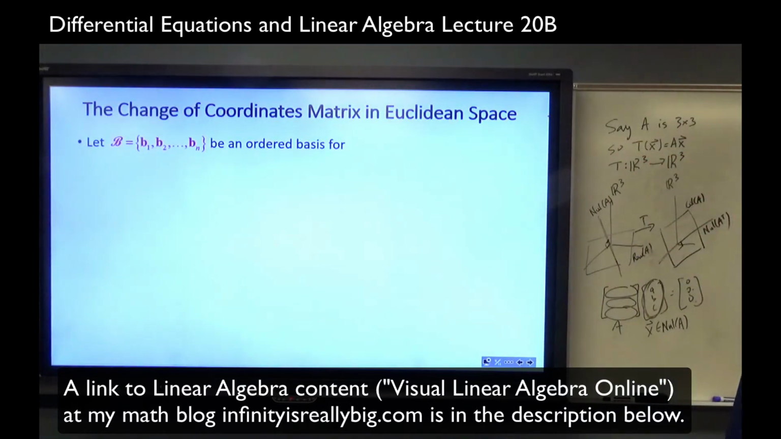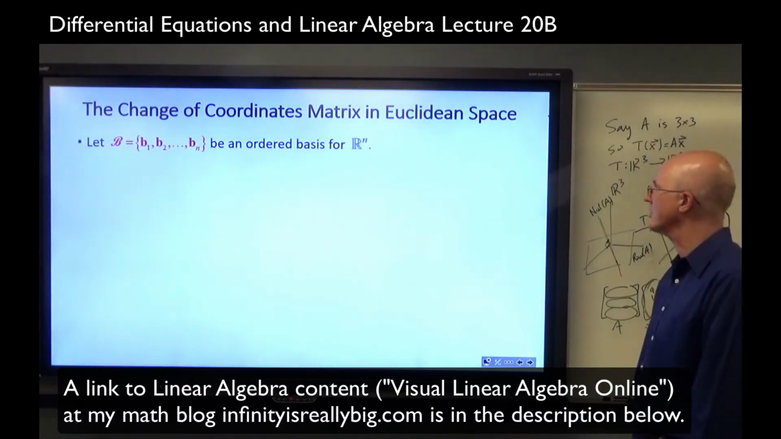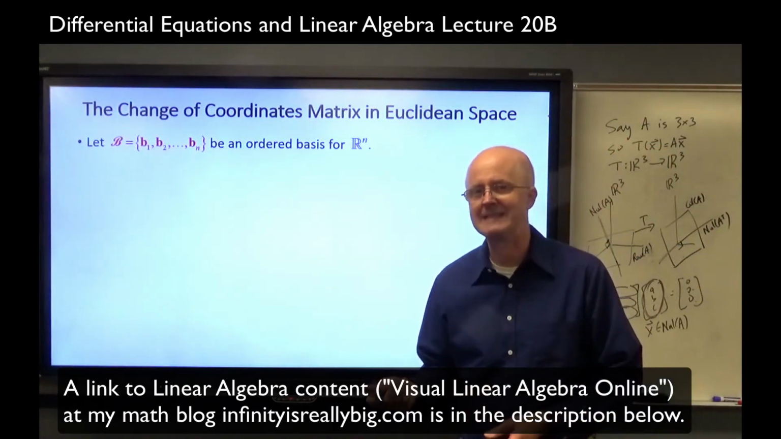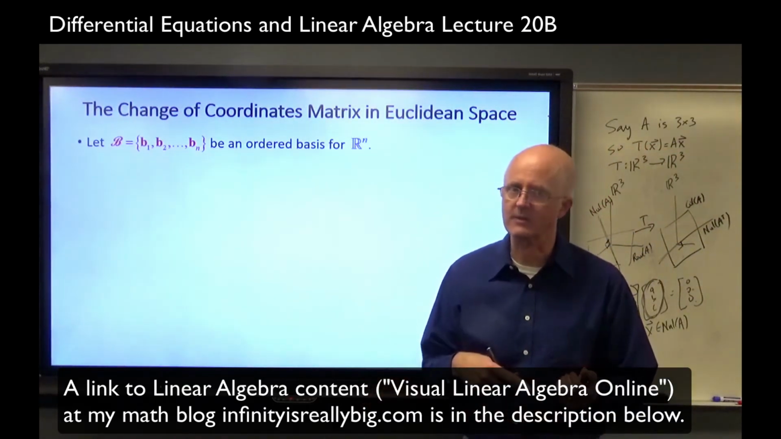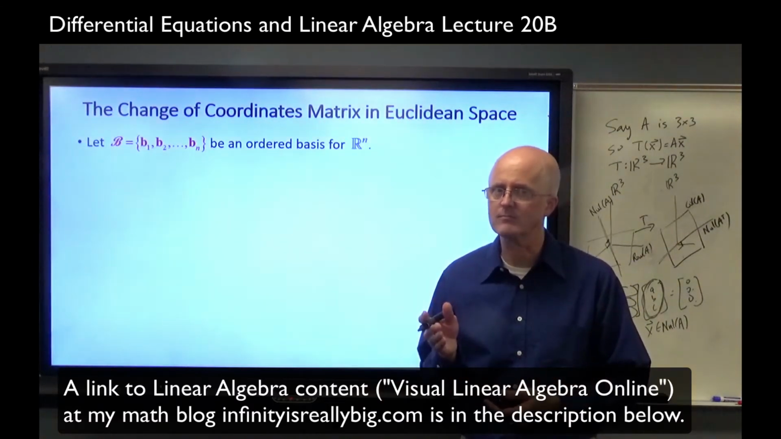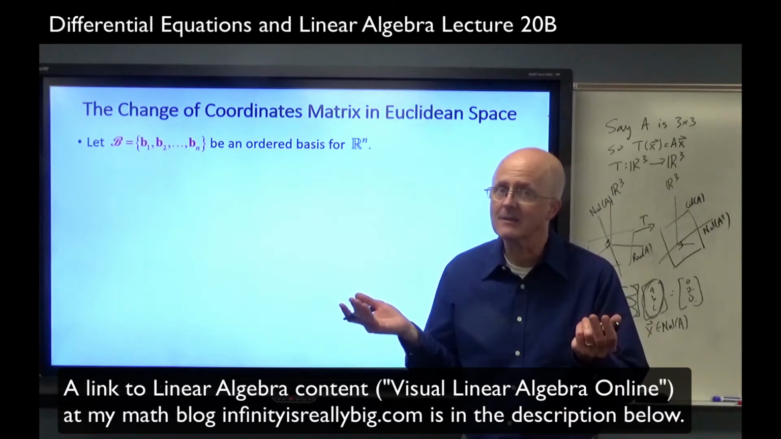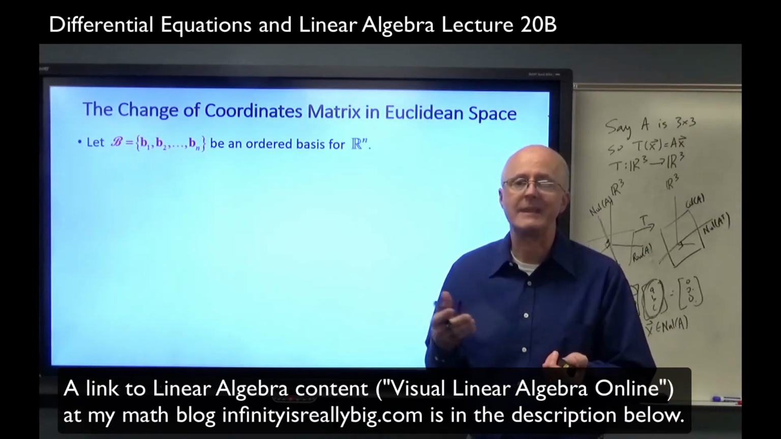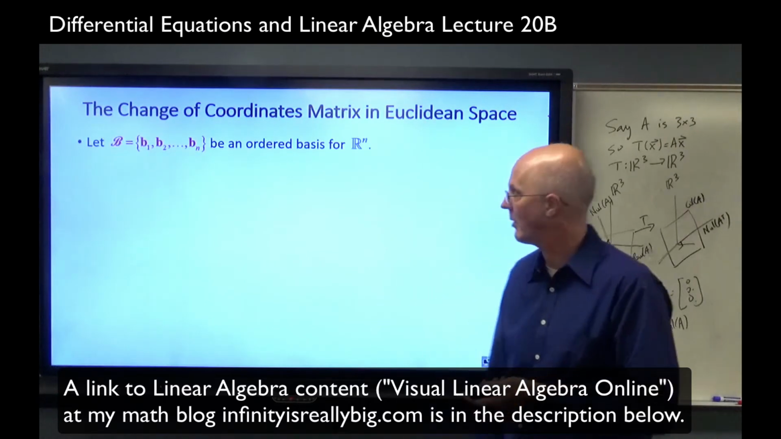Let B, which is vectors b1 through bn, be an ordered basis for Rn. Remember, it's in the context of ordered bases that we have coordinate vectors and the coordinate mapping. We have to give our basis an order. Any order is okay, though some might be preferable to others. Theoretically, any ordering is okay, but you just have to pick some ordering.